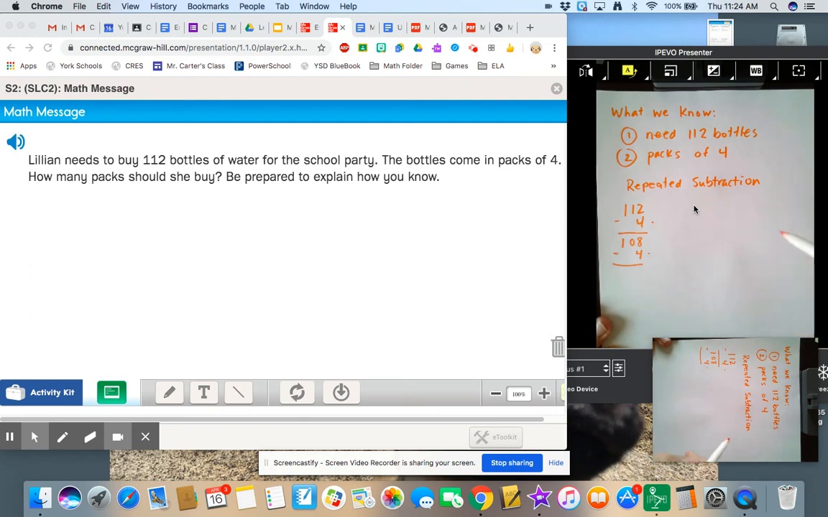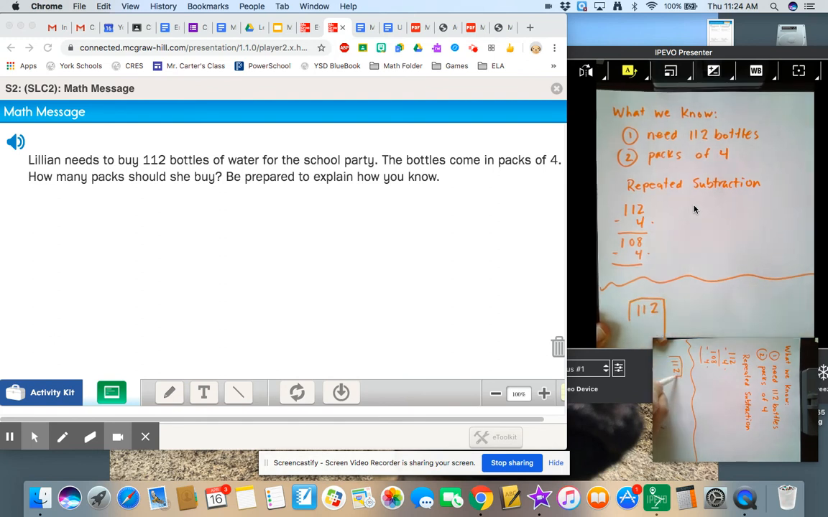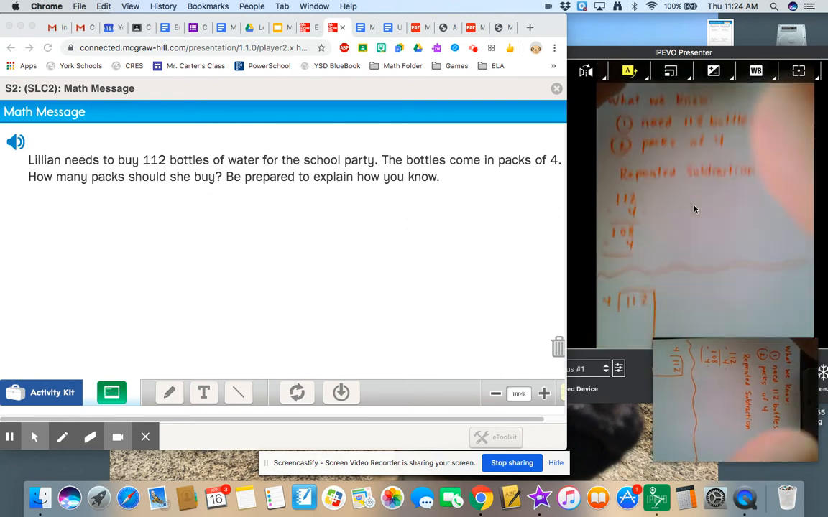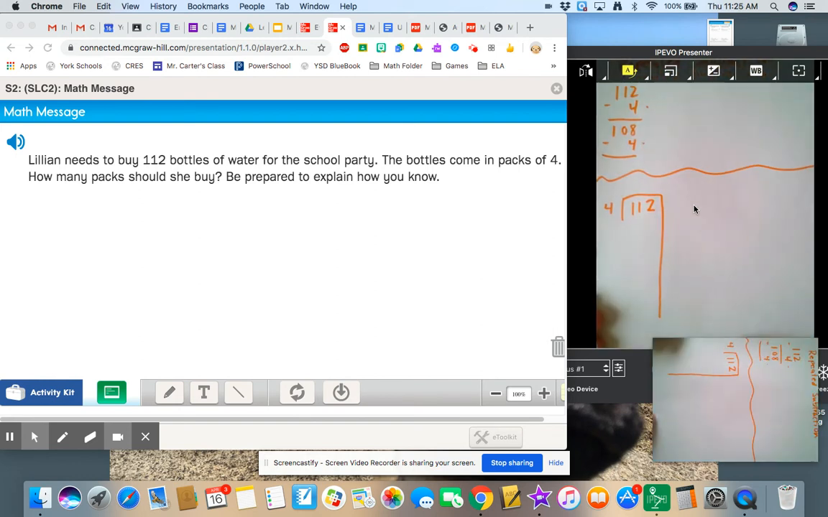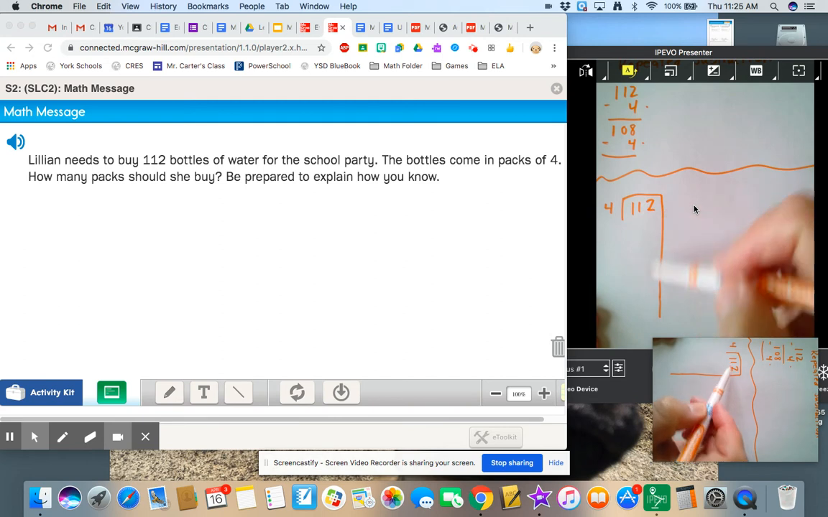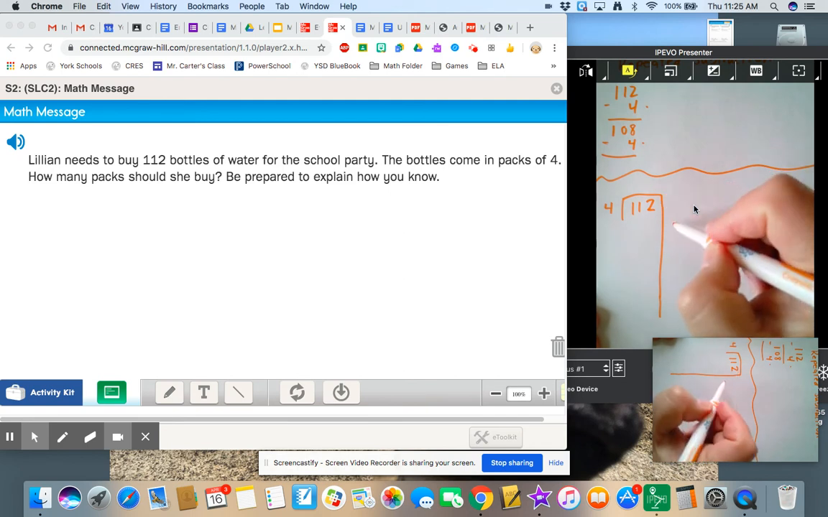So what we're going to do today is learn how to do dividing using partial quotients. So what we do is we're going to take 112 and we're going to divide that by 4. I'm building my division problem here on my camera, using this model with what I call the side thing. We are going to now put numbers on our side thing that are friendly.